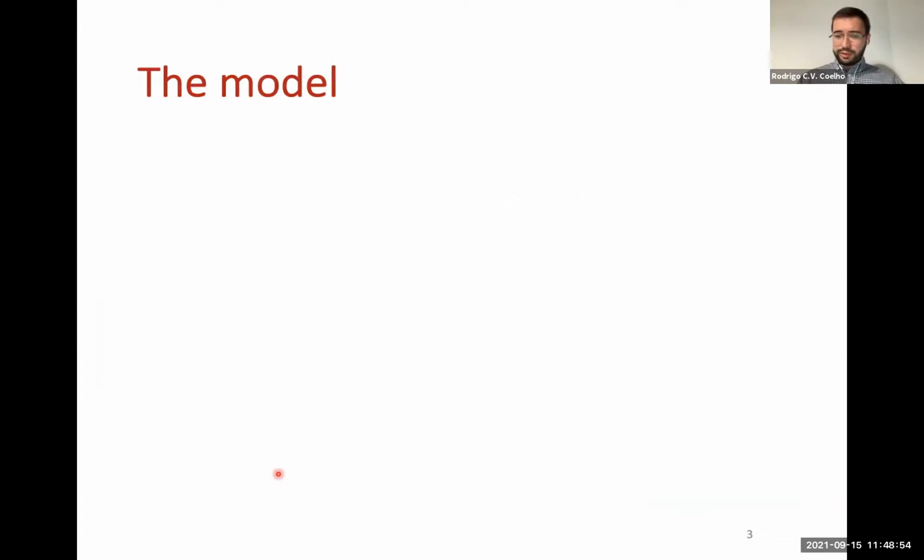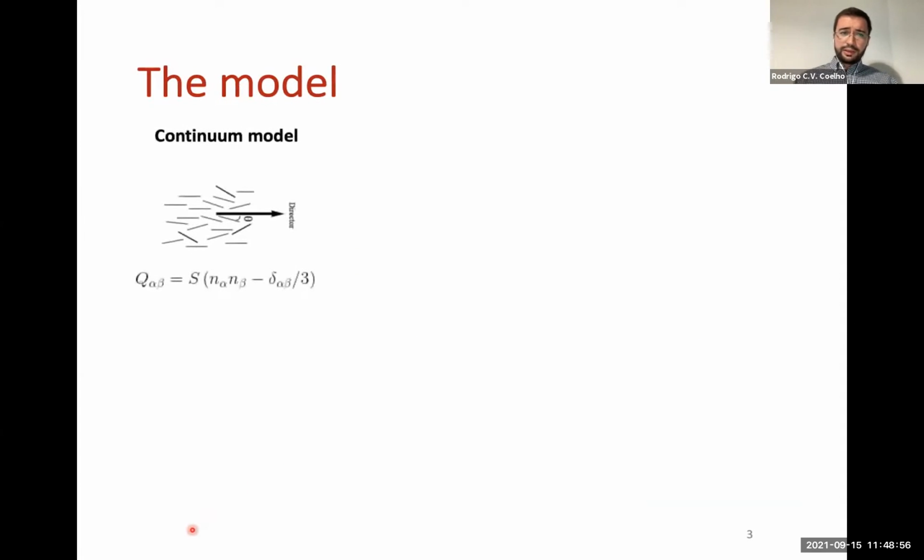So the model we use here couples a usual model from the literature for active nematics. This was first proposed by Yeomans' group, and we ourselves have used it in previous publications. And we couple this model with an advection diffusion equation for the activity field. So this model is a continuum model.